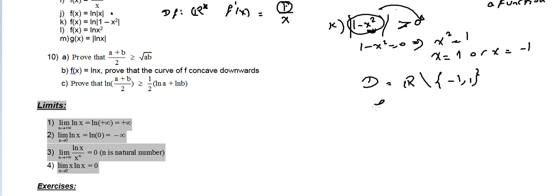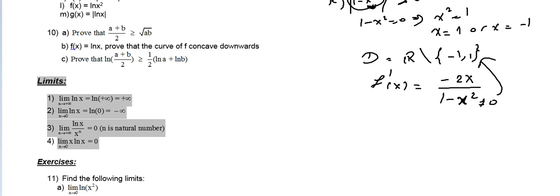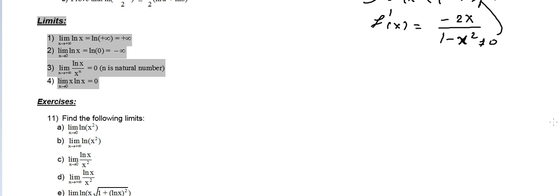What is the derivative? The derivative of f of x is the derivative of 1 minus x squared, which is minus 2x, over 1 minus x squared. Simply, this is the derivative. And it is differentiable over its domain. Why? Because this also does not equal 0, which gives me the same thing. So it's whatever x belongs to R except these two values. So it is differentiable. What else? Okay, let me keep the limits for the next video.